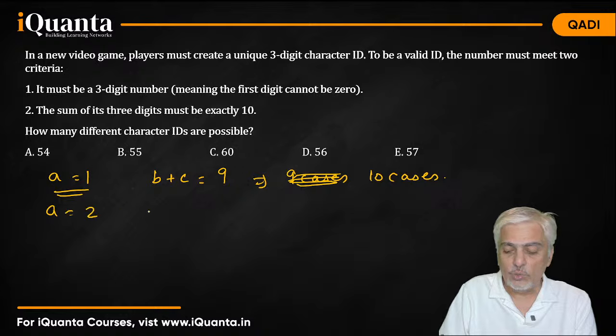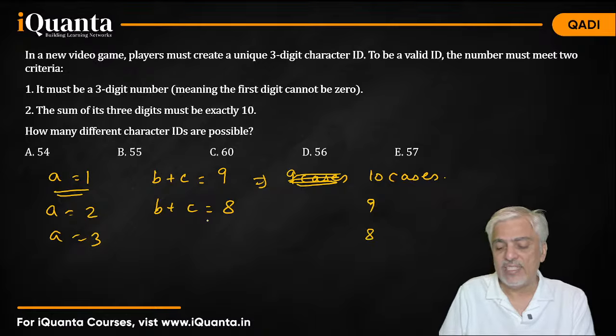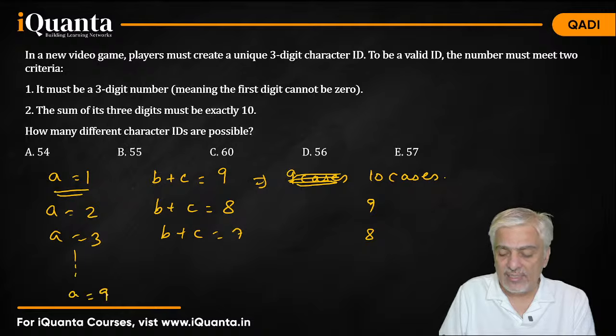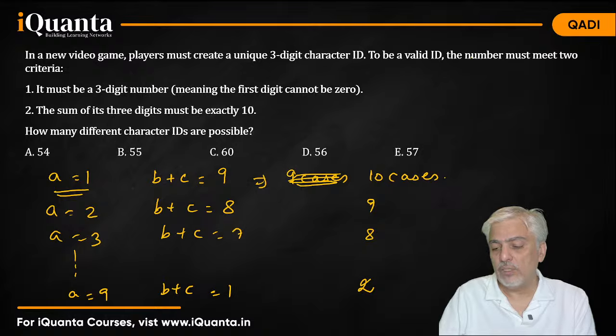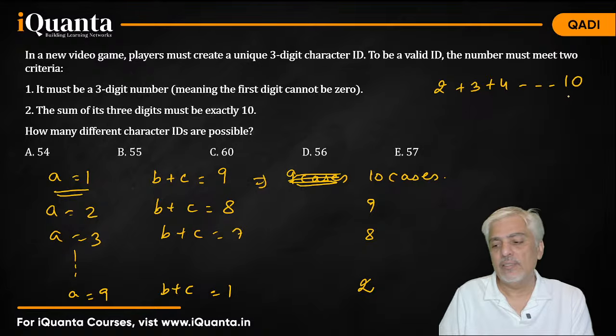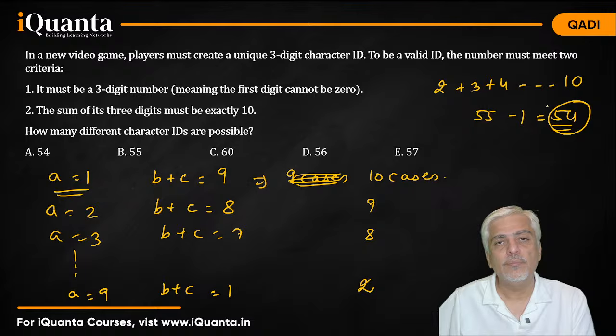With A as 2, B plus C is 8. So this will be 9 cases. A as 3, then 8 cases. B plus C is 7. And so on till A as 9, B plus C is 1. These are 2 cases. So your total is nothing but 2 plus 3 plus 4 up till 10. So it will be 55 minus 1, because we know 1 to 10 is 55. Okay, so 55 minus 1 is 54.